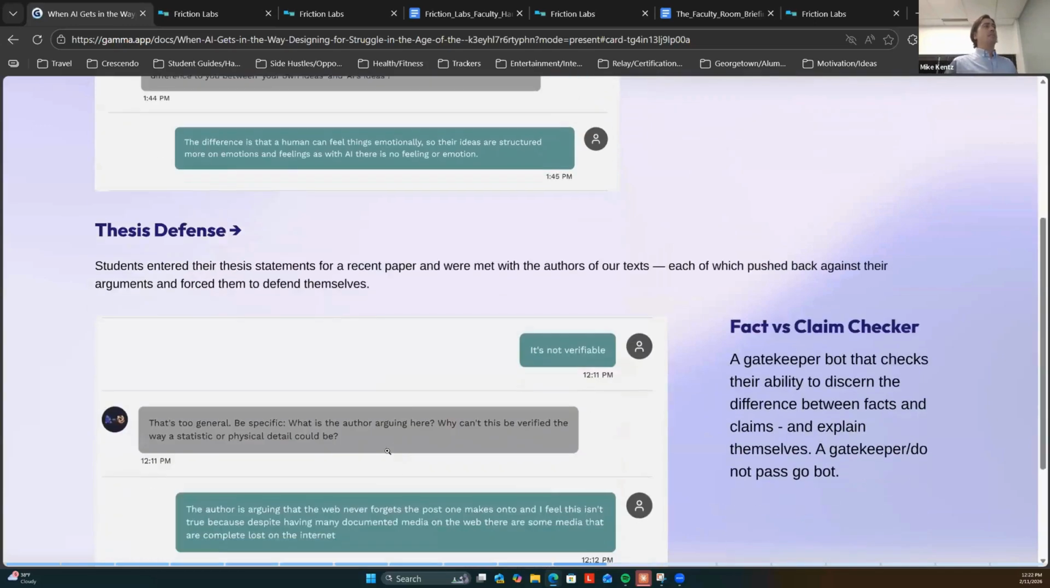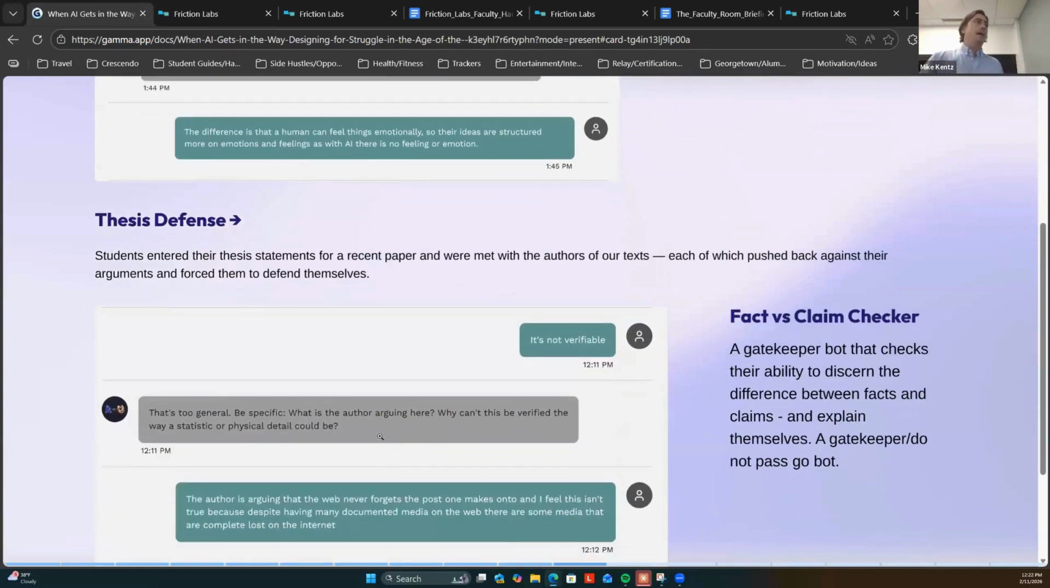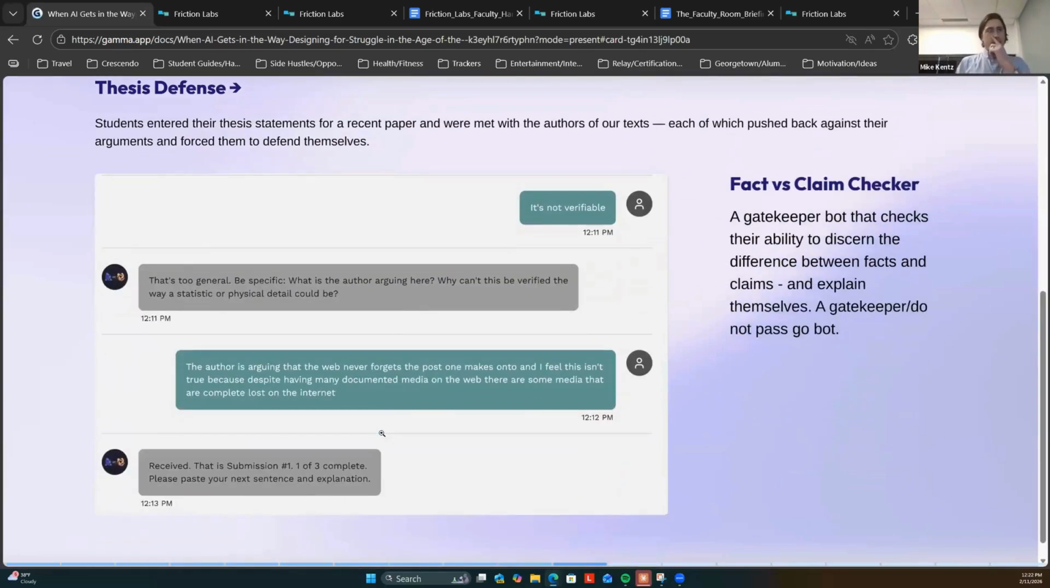I've also used it for a thesis defense. With a paper that they're working on, they put in their thesis, it turns into a specific character, and the character pushes back. But the last thing I wanted to tell you is these don't have to necessarily be character based. They don't have to be persona based or scene based. One of the ways that I've used it is on the screen. It was a fact versus claim checker. So my students had to show that they can discern the difference between a fact versus a claim.